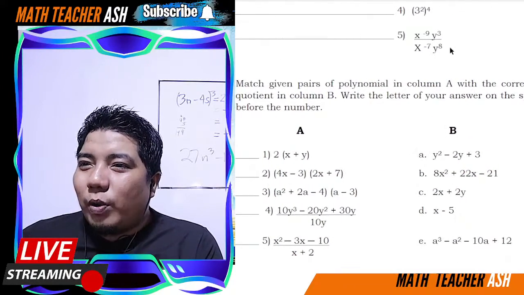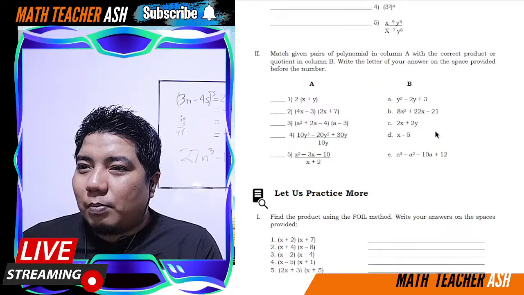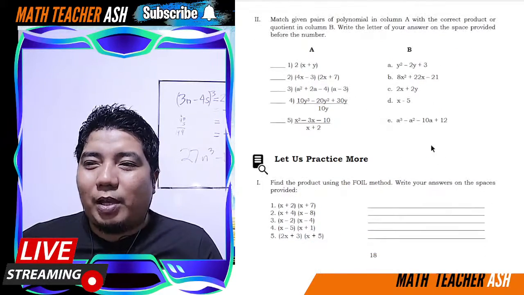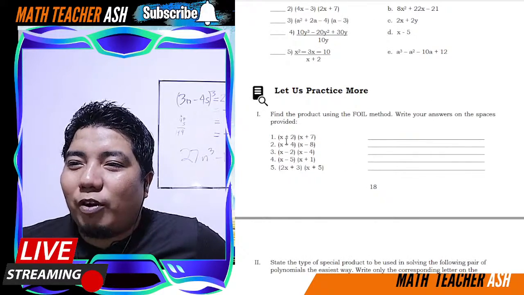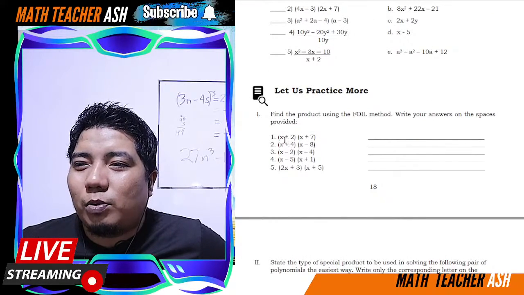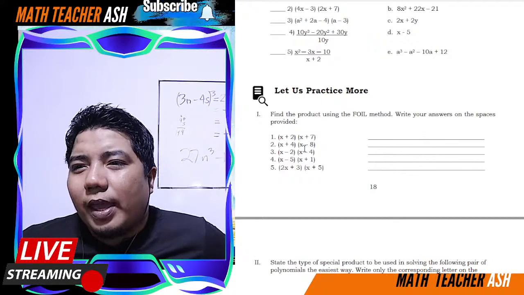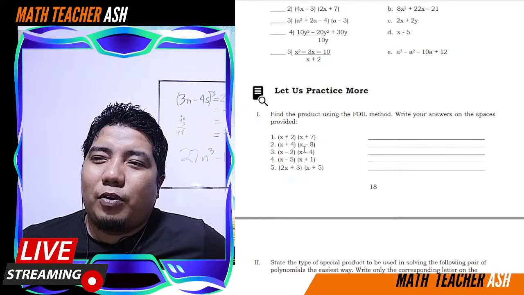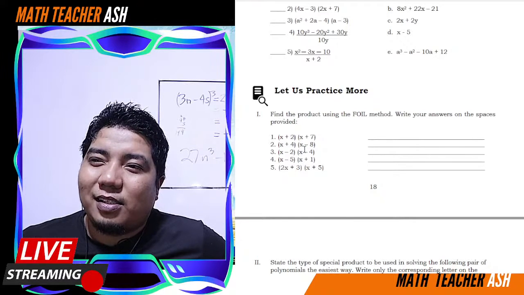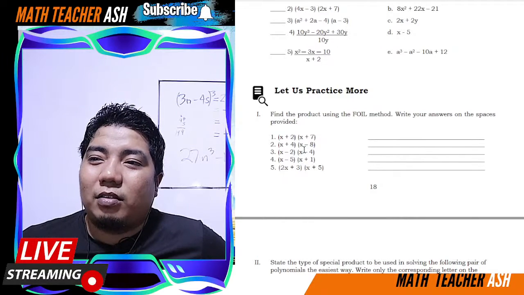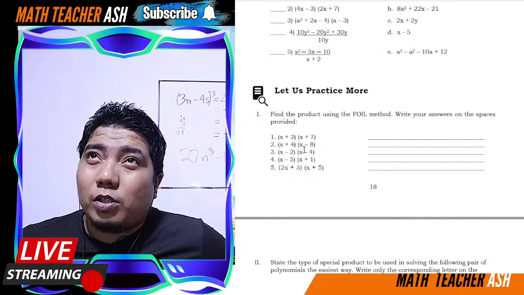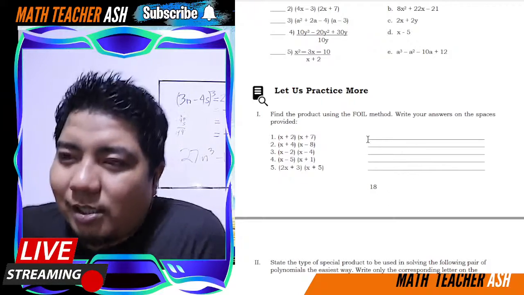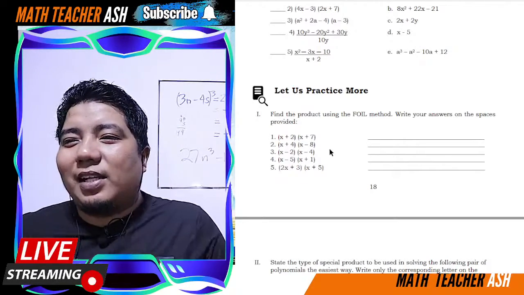And then, we have the part 2, matching type. So, piliin nyo lang dyan kung sino ang sagot. Of course, by just applying what you have learned earlier. Then, applying the FOIL method here, napakadali lang nito. So, this will become number 1, I think, x squared plus 9x pala. Yun, x squared plus 9x plus 14. Yan ang final answer niya.